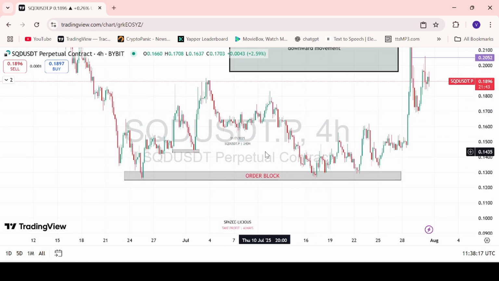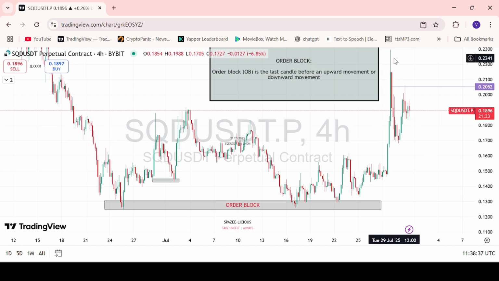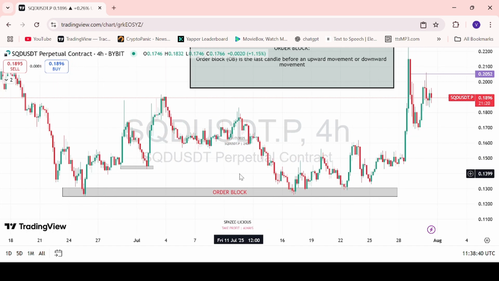So if you're a newbie and you want to trade this, it is very simple. Just have patience and wait for price to retrace to this order block. Wait for confirmation, which is a retest. You can see it tested two times before it took off. The same thing goes here.